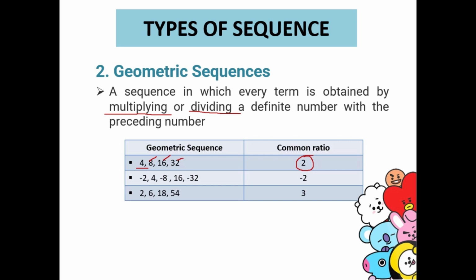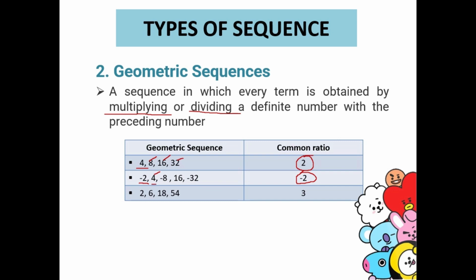Now, let us have the second given. We have it there, negative 2, 4, negative 8, 16, and negative 32, whose common ratio is negative 2. Let us confirm if it is correct that the common ratio is negative 2. But let us analyze first if we are dividing or multiplying by negative 2. Take note, the first term is negative 2, and then the second term is positive 4. In that case, we are multiplying by negative 2 on each term in order to solve for the next term. Negative 2 times negative 2 is positive 4.